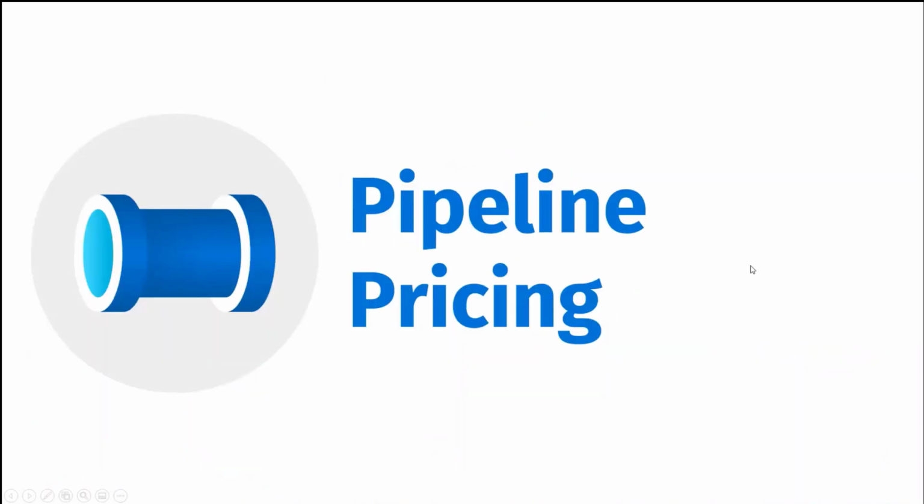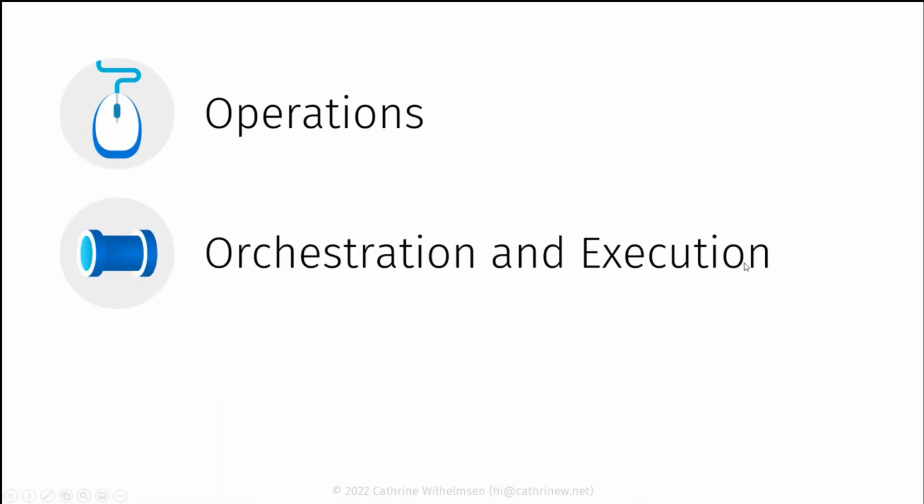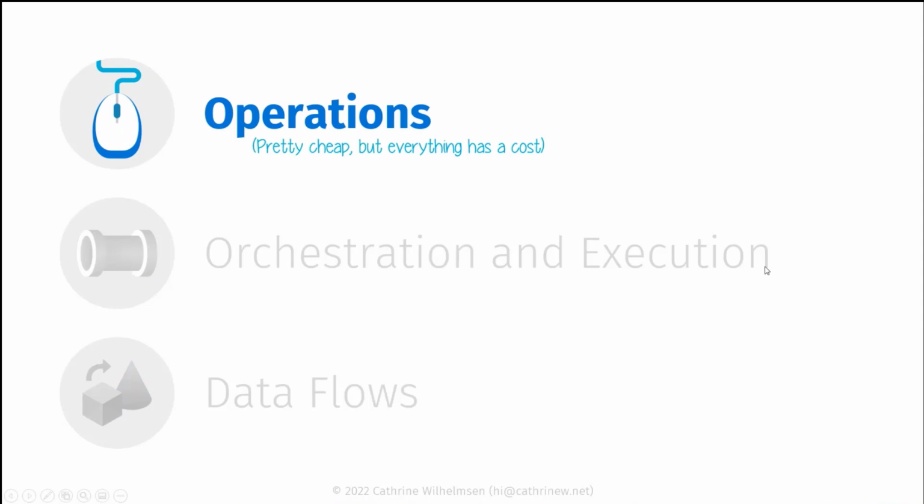Pipeline pricing is divided into three main parts. We have operations, orchestration and execution, and data flows. Operations are pretty cheap, but everything has a cost.